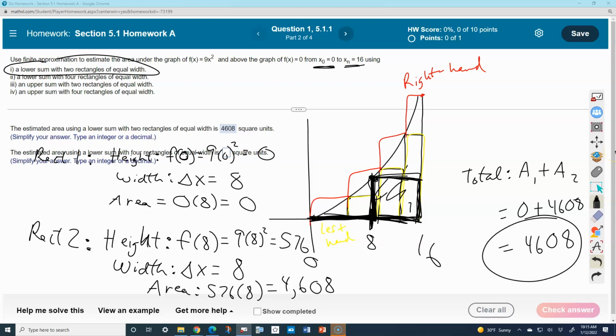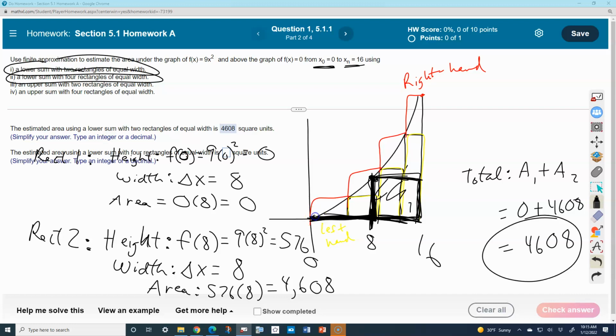Okay. If I'm doing part 2, are y'all ready for that? Or you want me to pause it for y'all to get there? You good? Okay. If I'm doing part 2, I'm dividing it into 4 rectangles instead of 2.